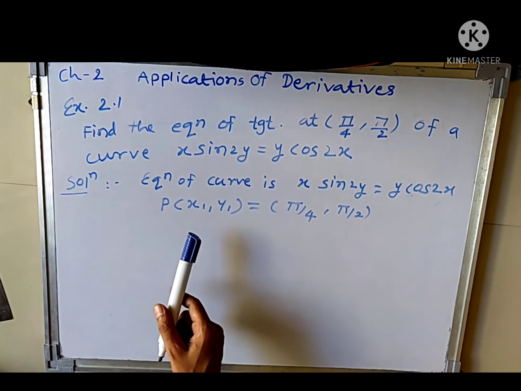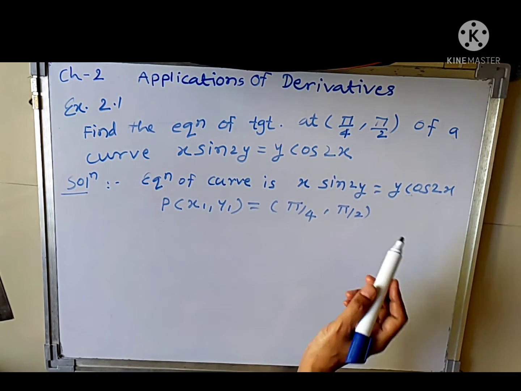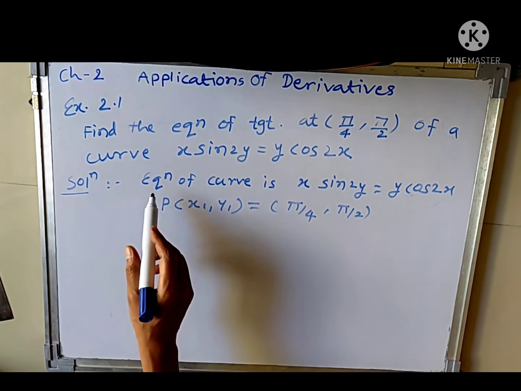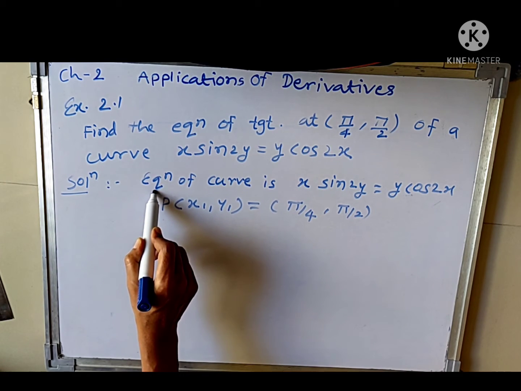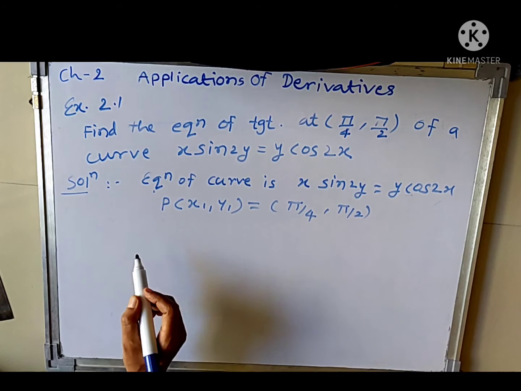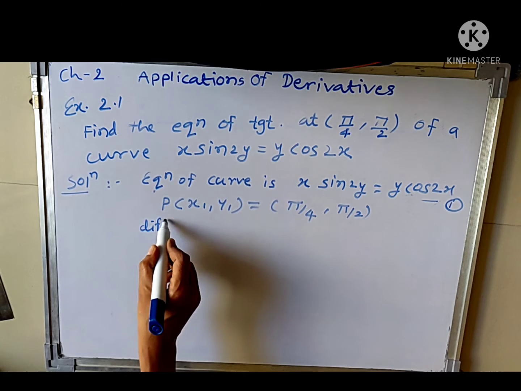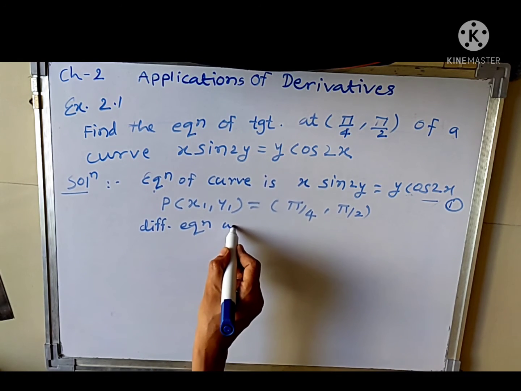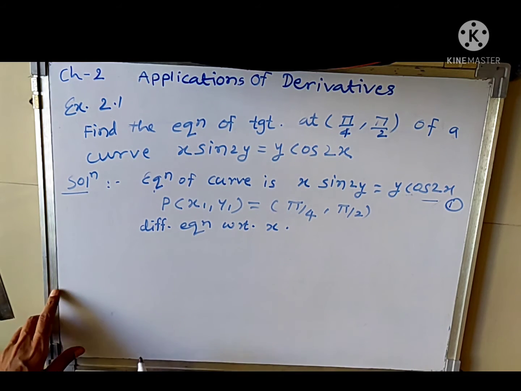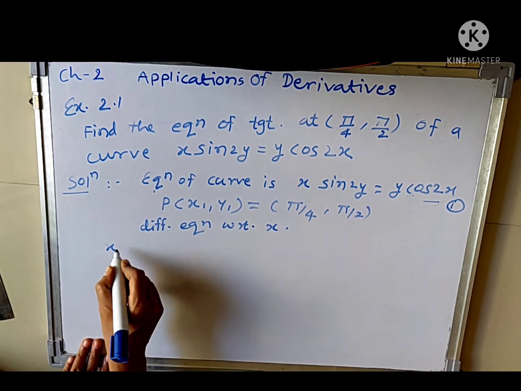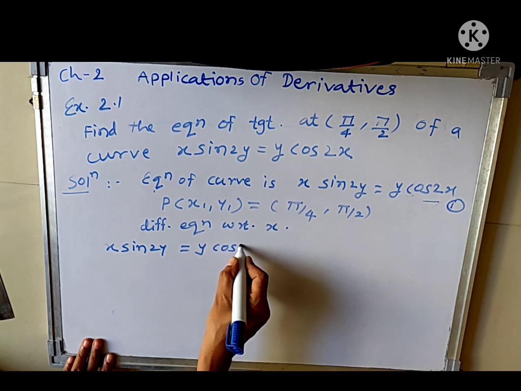For finding the equation of the tangent at a given point P(x1, y1), that is (pi/4, pi/2), we have to find the slope of the tangent at that point. That means you have to differentiate this equation of the curve. Therefore, I am writing it as equation number 1, differentiate equation 1 with respect to x. Look here students, x sin 2y = y cos 2x.